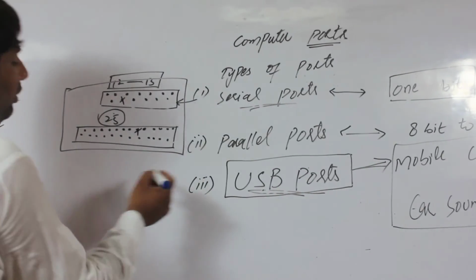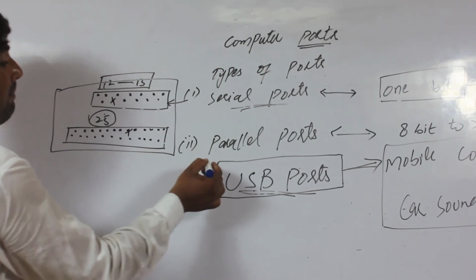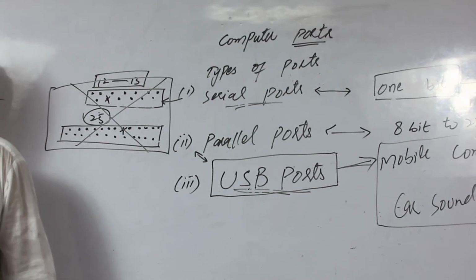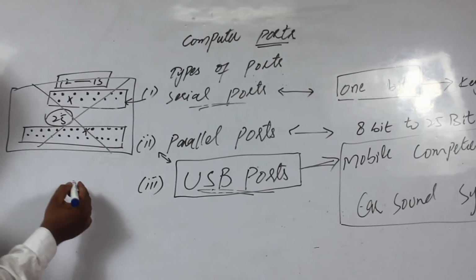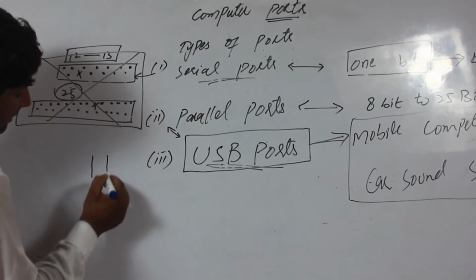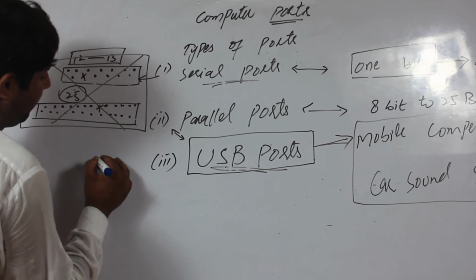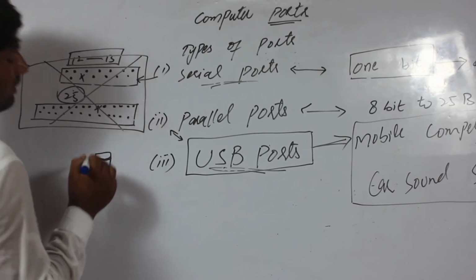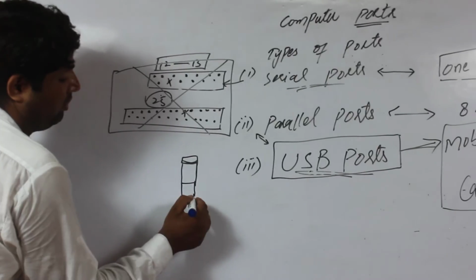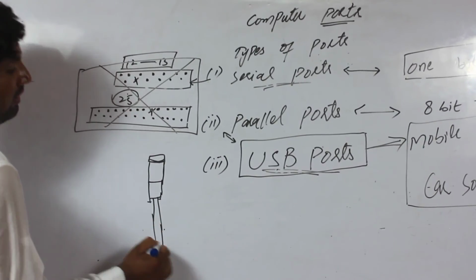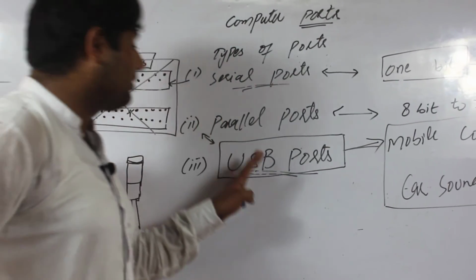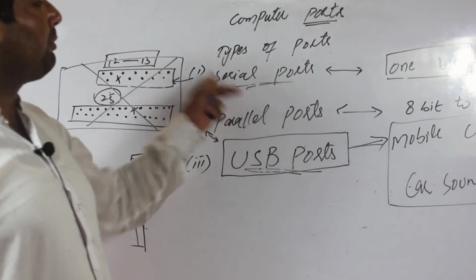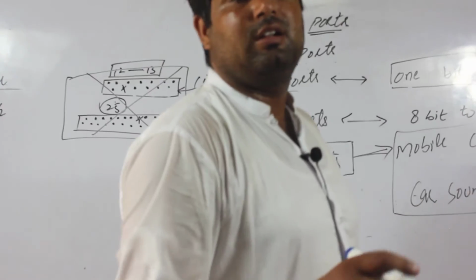After that, the USB port is a modern technology in which no pins are used. Only one chip is used in the USB, which is attached to the cable. We can say that the USB port is without pins, while serial and parallel ports use pins.